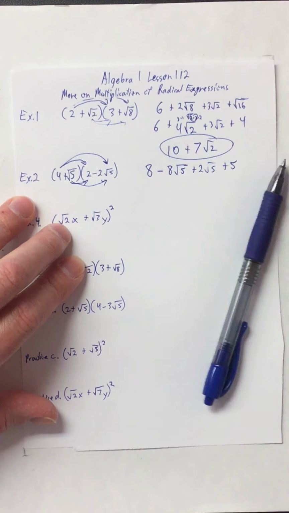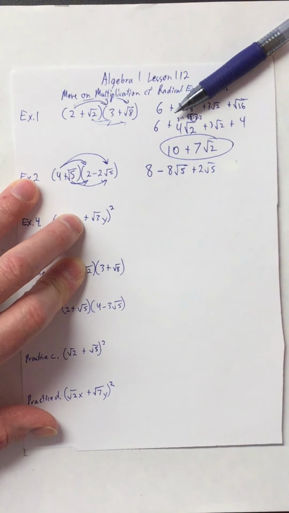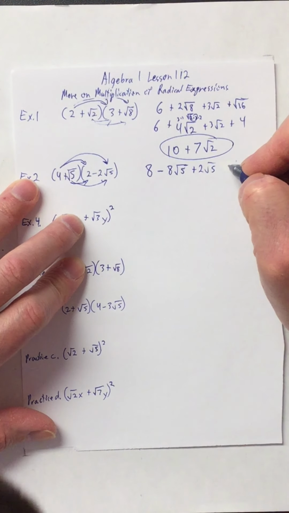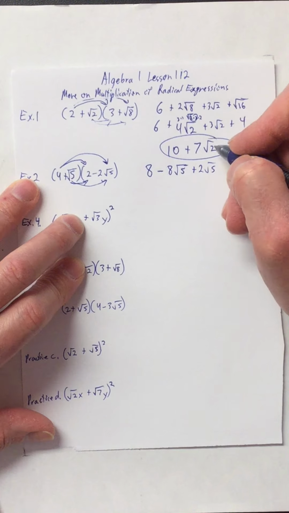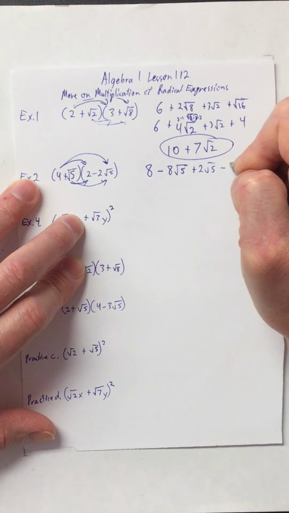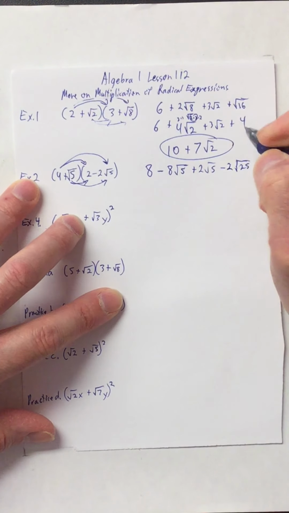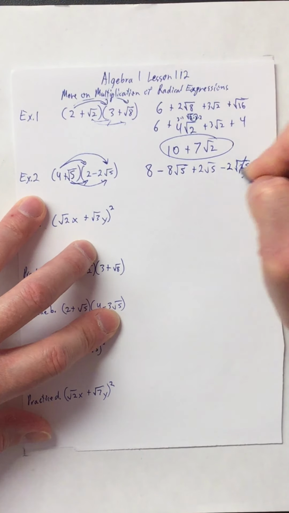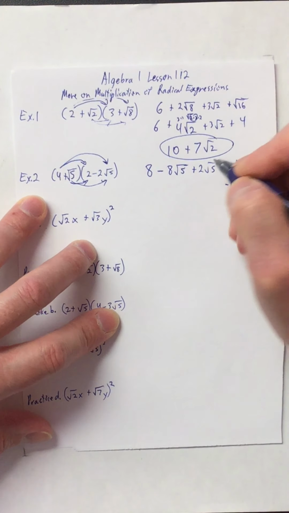Oh, no, I missed it. Let me back up there. I forgot there's a 2 in the front there. So let's rewrite that. Square root of 5 times negative 2 square root of 5. And that's going to give me negative 2 square root of 25, and then square root of 25 is the same as 5, so negative 2 times 5 is negative 10.